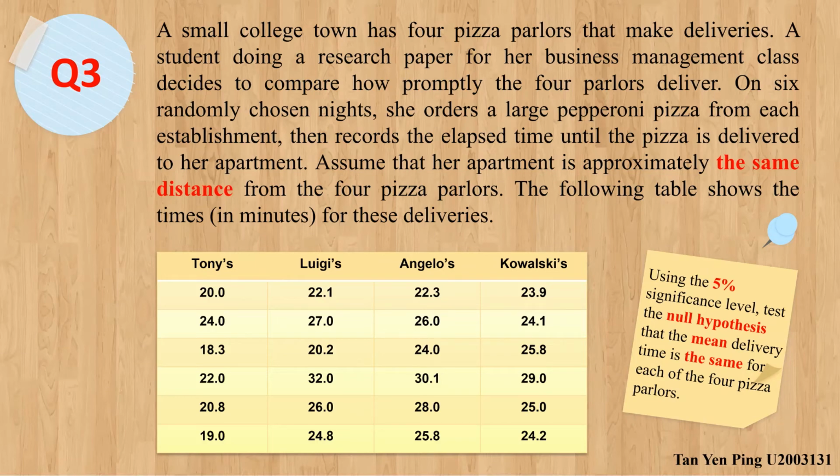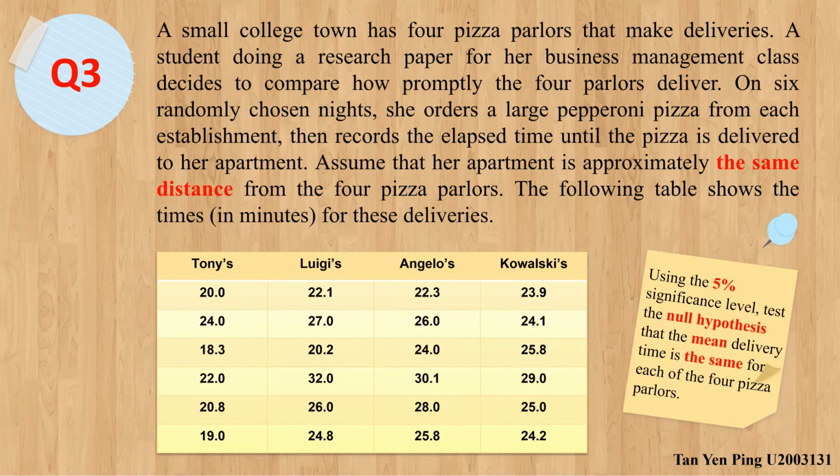A small college town has 4 pizza parlors that make deliveries. A student doing a research paper for her business management class decides to compare how promptly the 4 parlors deliver. On 6 randomly chosen nights, she orders a large pepperoni pizza from each establishment, then records the elapsed time until the pizza is delivered to her apartment. Assume that her apartment is approximately the same distance from the 4 pizza parlors. The following table shows the times in minutes for these deliveries.